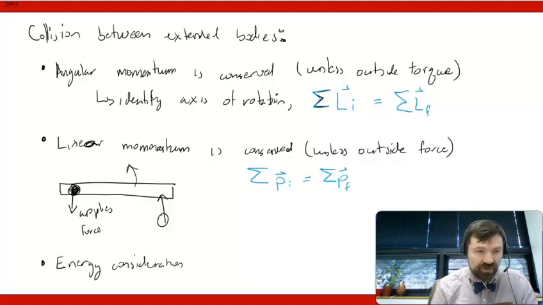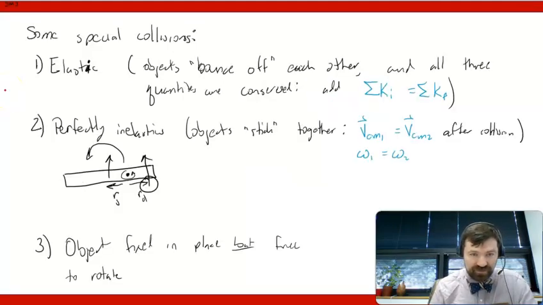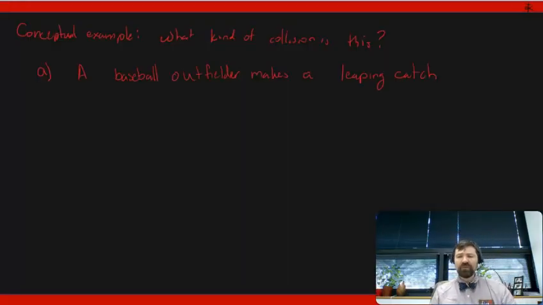What kind of collision would that be if we looked at these classifications of collision types? So is that elastic? Is it perfectly inelastic, objects sticking together? Or is it a collision with an object fixed in place but free to rotate? Or is it some other kind? So lacking any of these three obvious simplifications. Well, the fact that the outfielder caught the baseball means that the two are basically in some sense stuck together. So this one would fit under the second type of collisions that I listed up there.